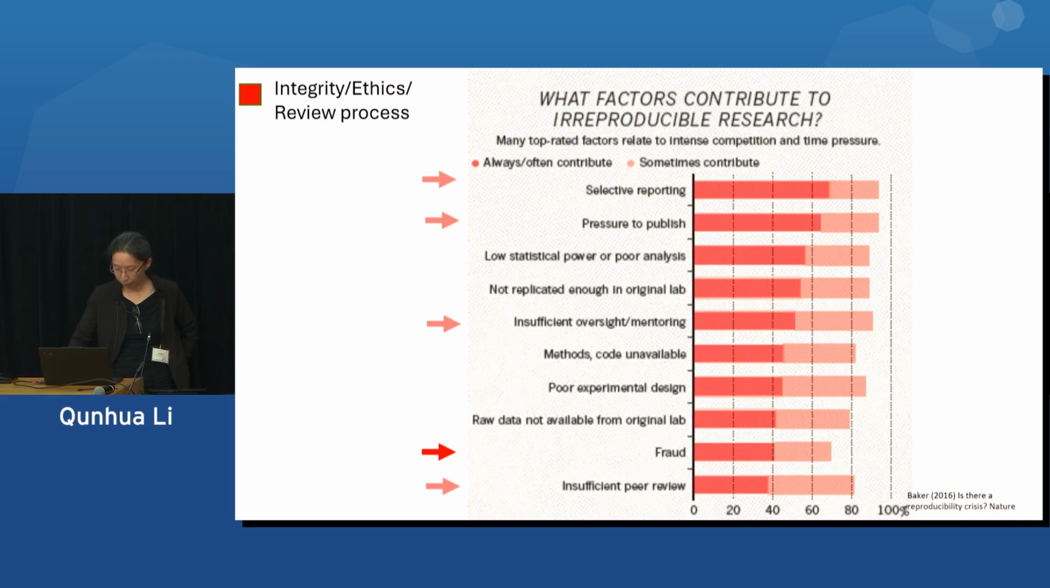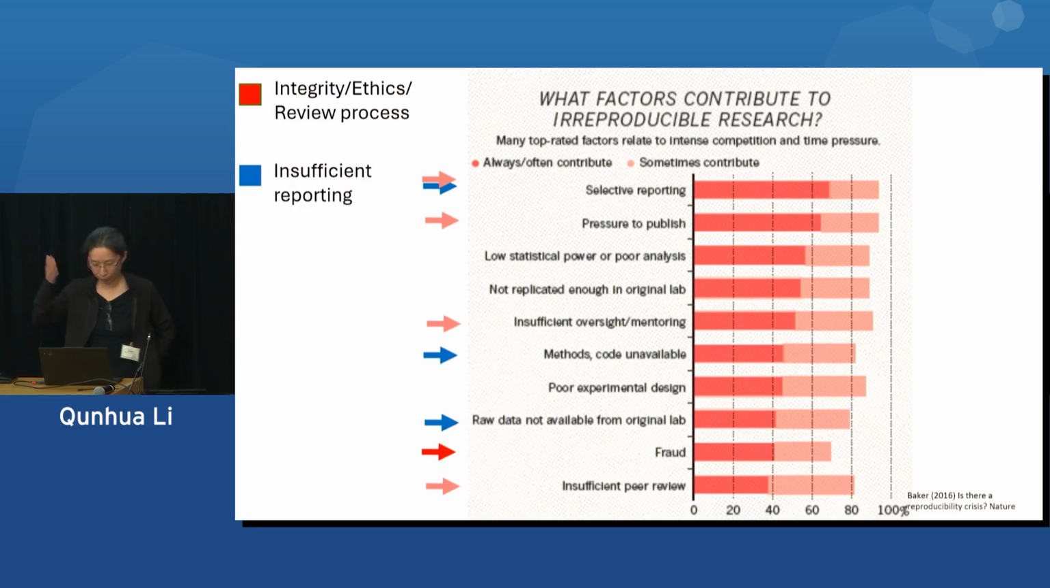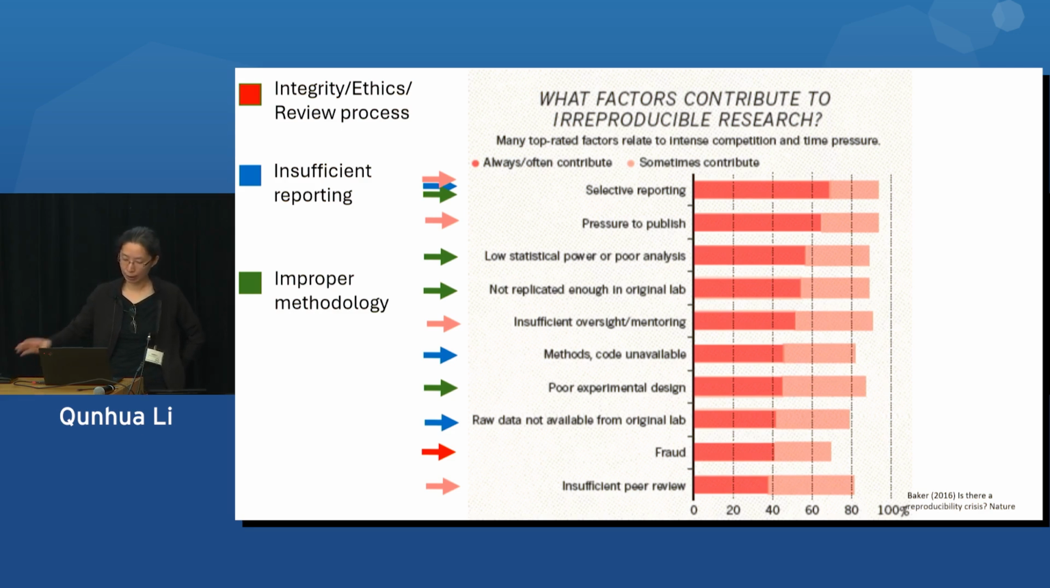But what about the rest of them? A lot of times people tend to think irreproducibility is about ethics or integrity, but actually, as you see, a lot of them are not. The next category is about reporting. If the reporting is not sufficient, then it makes it difficult for other people to reproduce the research. The blue arrows show those categories. The third one is improper methodology. Basically, if the practitioner does not use a proper statistical method, or does not have proper replication for the initial analysis, or has poor experimental design, then this could also lead to irreproducible research.